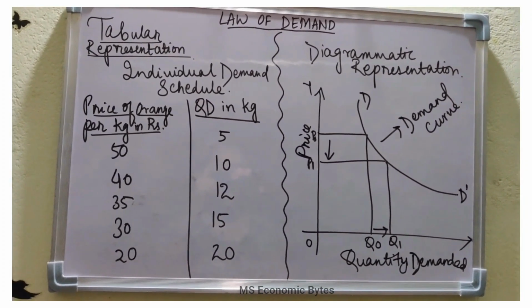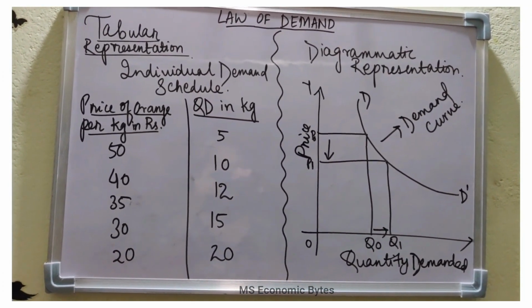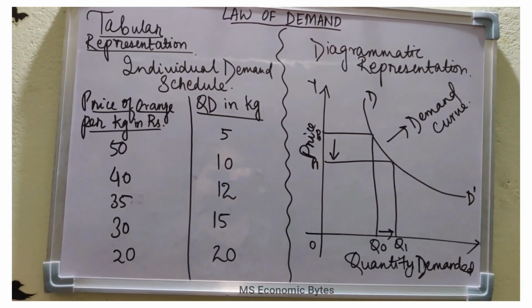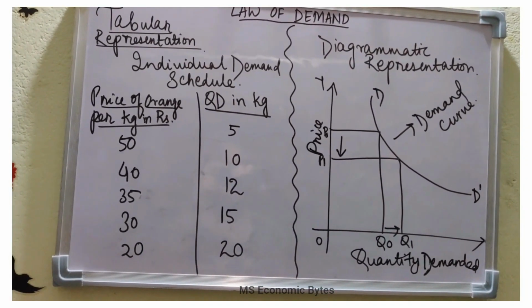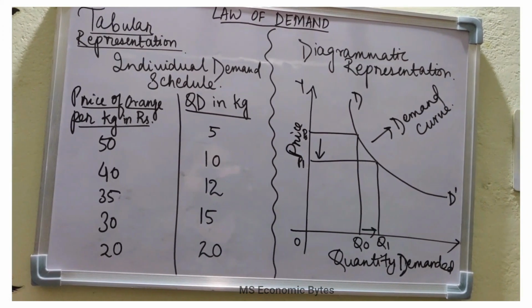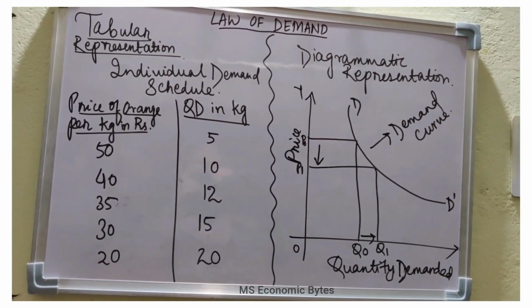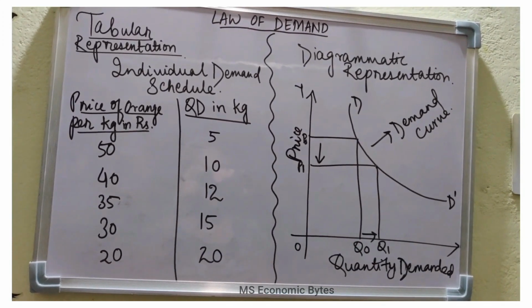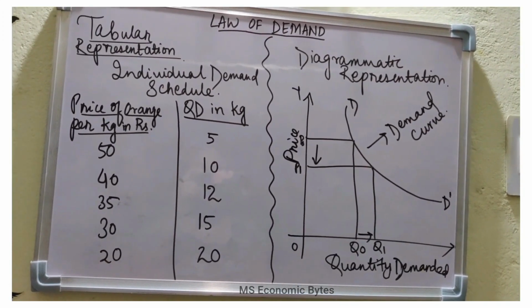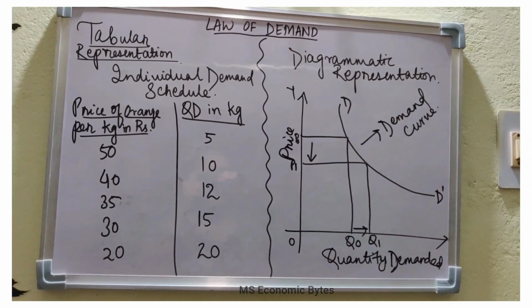For a common man, demand refers to desire for a commodity. But in economics, demand refers to effective desire. To summarize, demand is the effective desire for a commodity backed by ability to pay and willingness to pay.